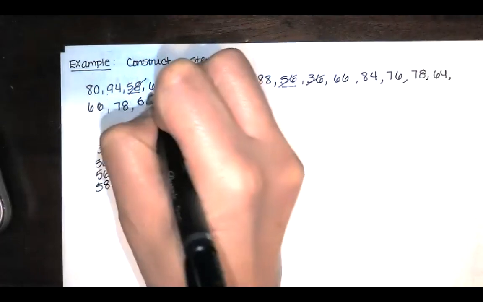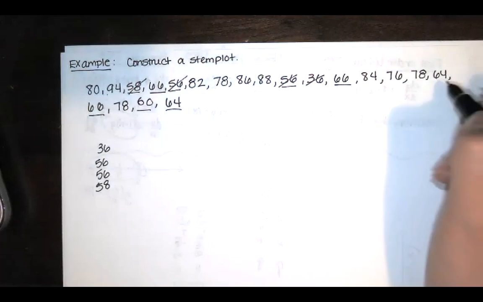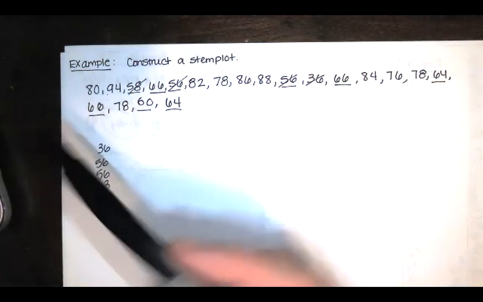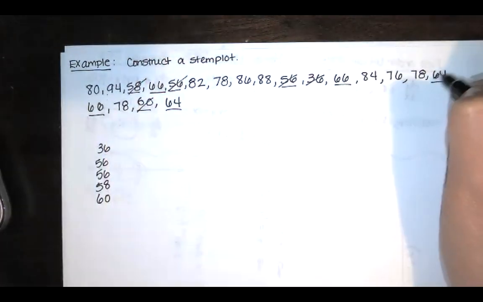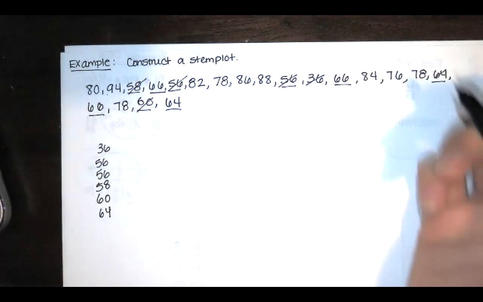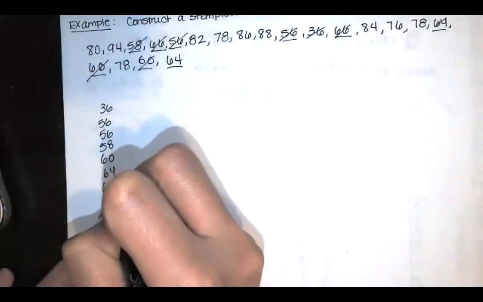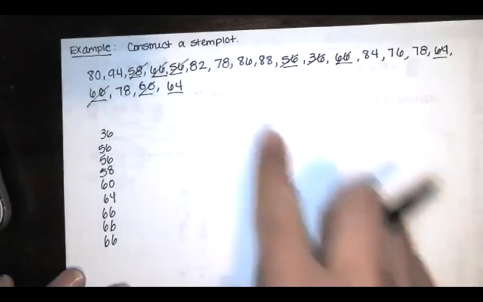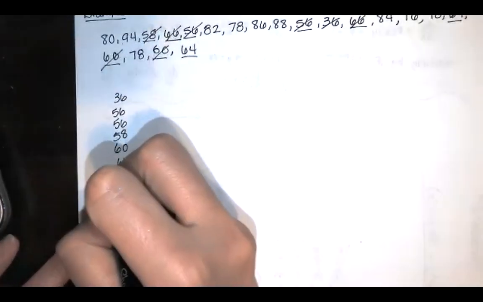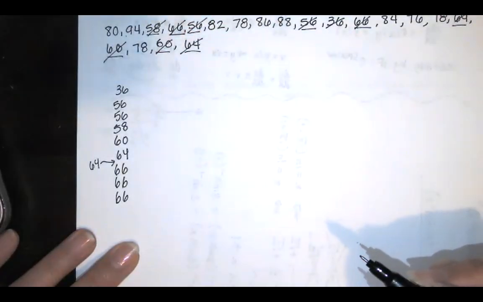Okay, now I want values in the 60s. Smallest to largest, so we'll do 60 first. There's no 62s, we've got a 64. Then we've got two 66s, no, three 66s. Oops, I missed a 64, so there's an extra 64 in there too. That's okay. Sometimes that happens. And I think that's all the ones in the 60s.